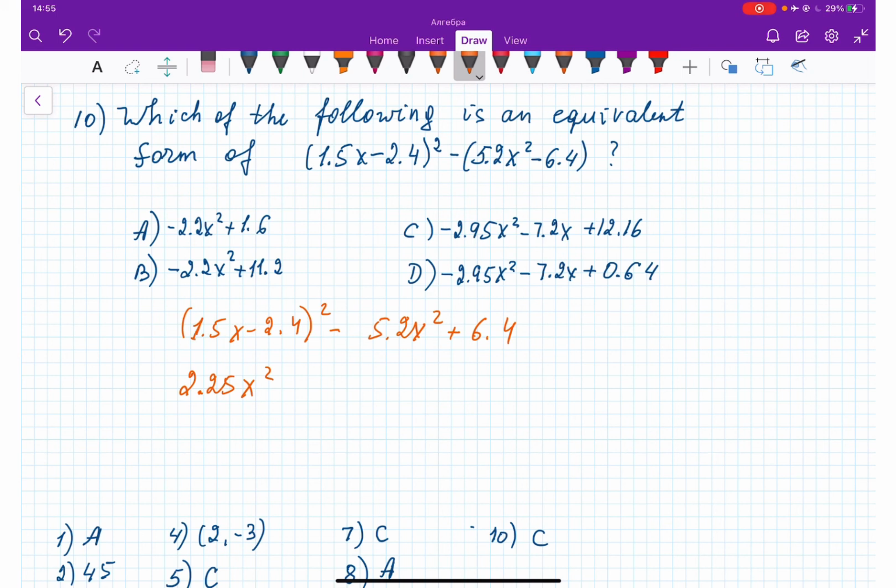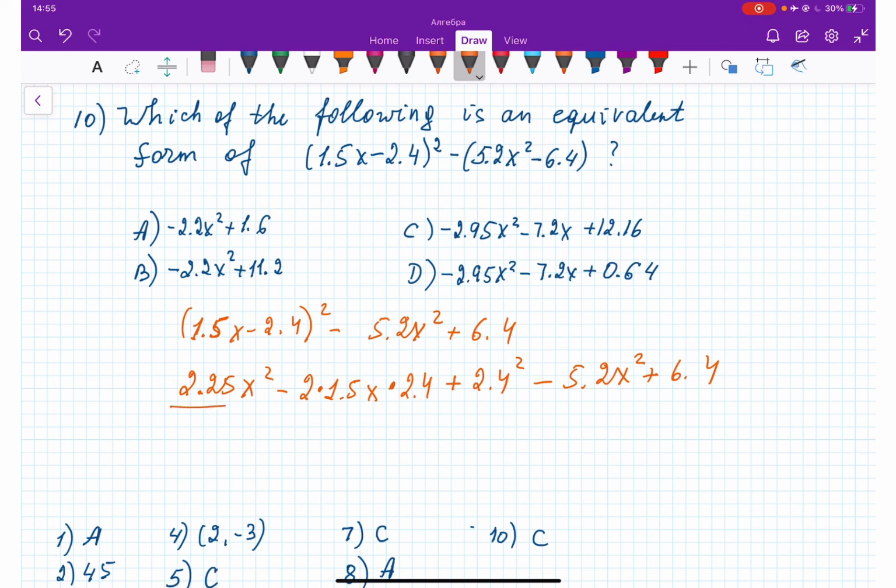By the way, I don't remember if it's in basic math or my math tricks playlist, there are tricks on how to easily square some numbers, and you will find there how I squared 1.5 so quickly. Okay, minus twice 1.5x times 2.4, and plus 2.4 squared minus 5.2x squared plus 6.4.